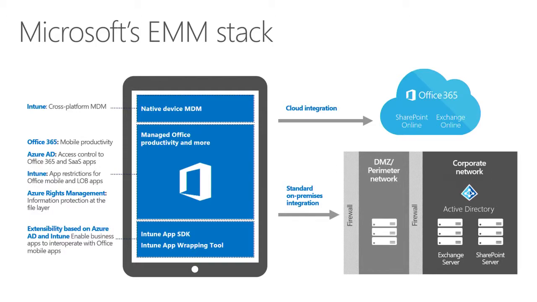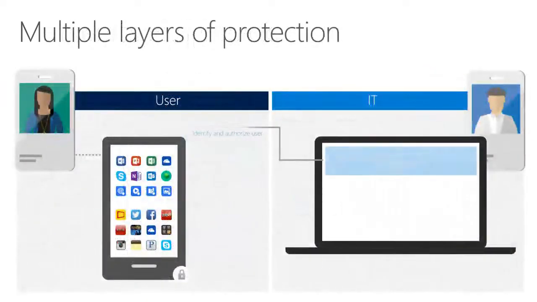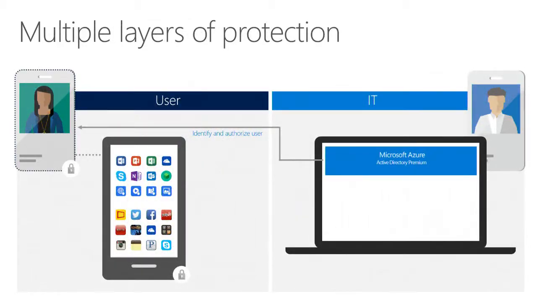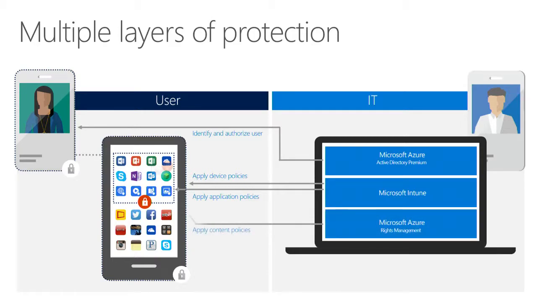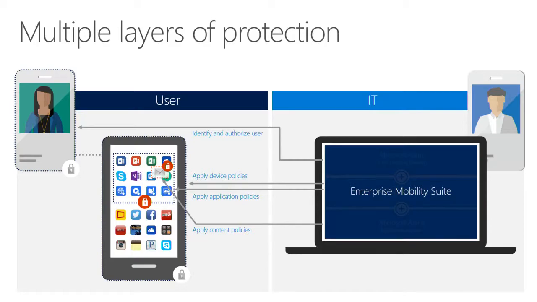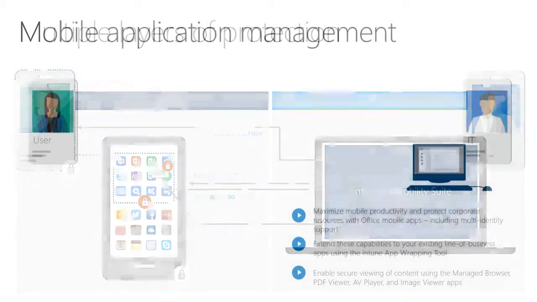And then at the lower level, we can still provide things like access to all the on-premises stuff. Very easily, you can go and deploy something called Azure Active Directory Application Proxy to proxy access back into your on-premises corporate environment. So it puts us into a place where we have multiple layers of protection on a device. We've got Azure Active Directory managing the identity. We've got Microsoft Intune managing the device and the applications that people want to use on that device. And we have Microsoft Azure Rights Management managing the data inside of the applications. And it's all packaged together in something called Enterprise Mobility Suite.